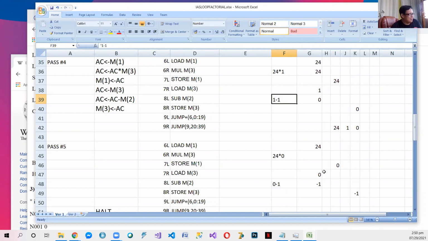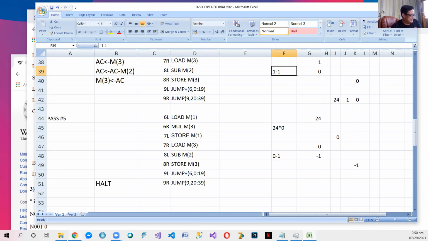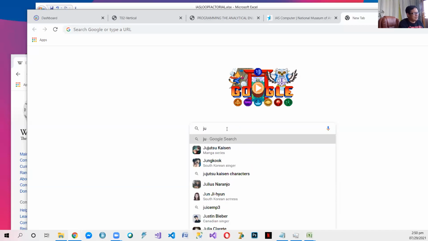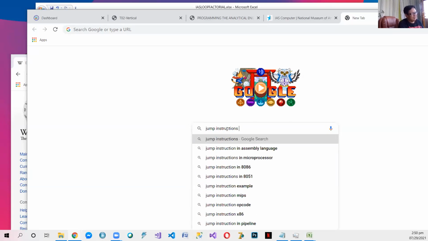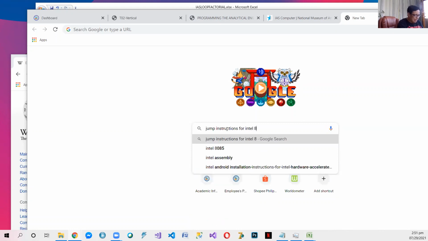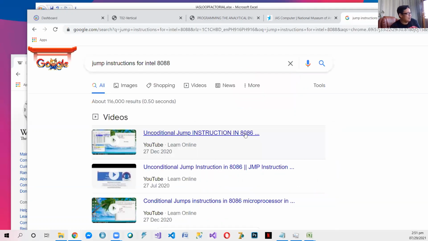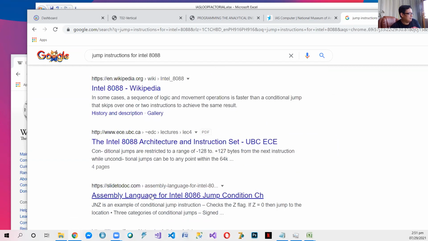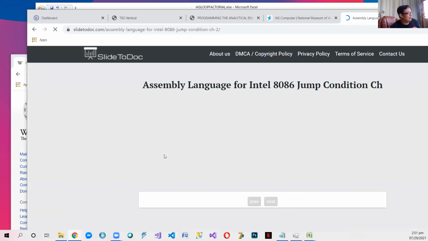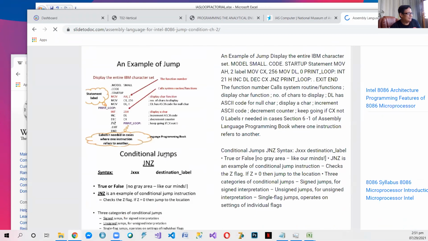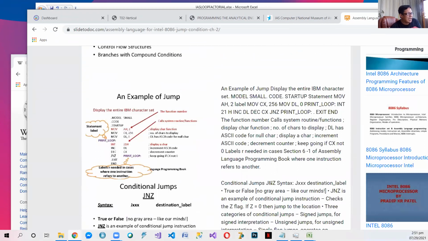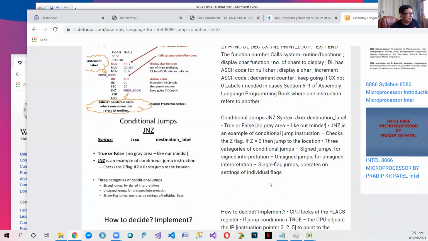But nowadays, we have a lot of jumps in the IBM PC. We will not have a problem. Let's Google that: jump instructions, for Intel machines, let's say 8088. It still works. Ito yung jump instruction. One is JNZ, jump if not 0. So which means positive or negative, it will jump.